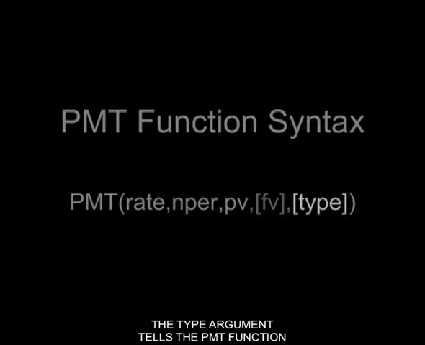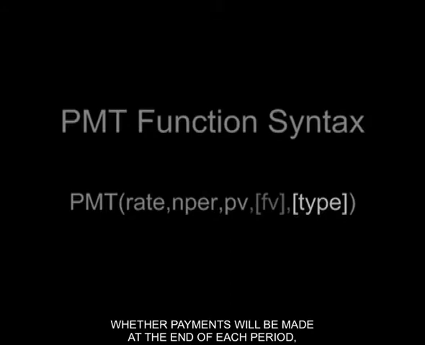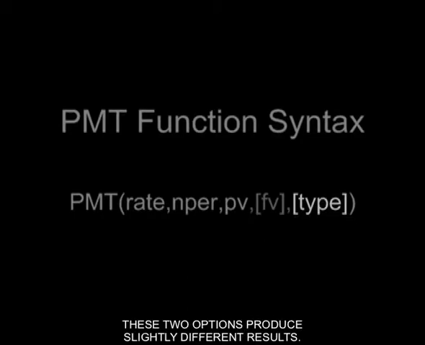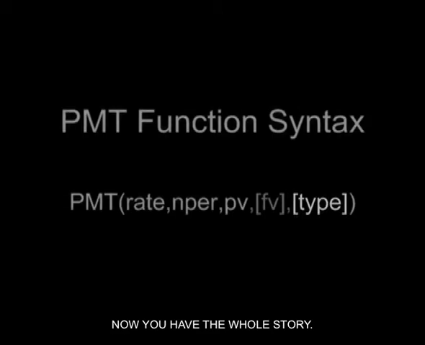The type argument tells the PMT function whether payments will be made at the end of each period, that's the default value, which could be entered as 0, or if they'll be made at the beginning of each period, where one would enter a numeral 1. These two options produce slightly different results. Now you have the whole story.